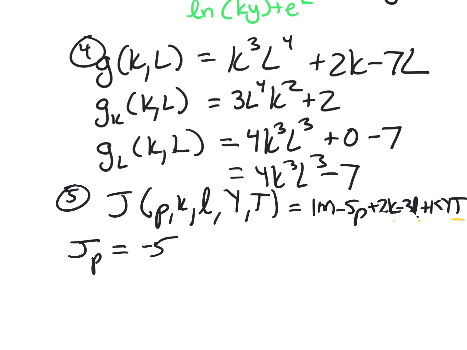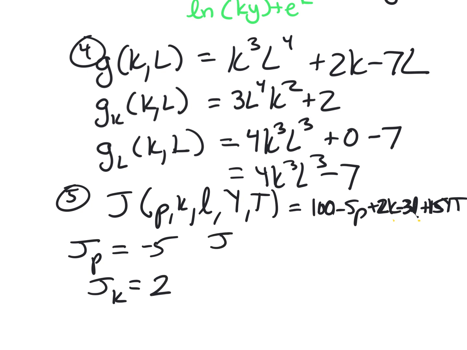Oops, I just did not mean to erase all that. That was 100 minus 5p, 2k, and this was 15yt. Sorry, I erased that and did not mean to do that. And this was minus 3l. Now let's do the derivative with respect to k. Anything that doesn't have a k is 0, so the only thing I have to look at is 2k, and the derivative of that is 2.